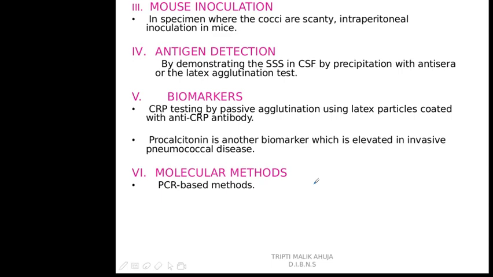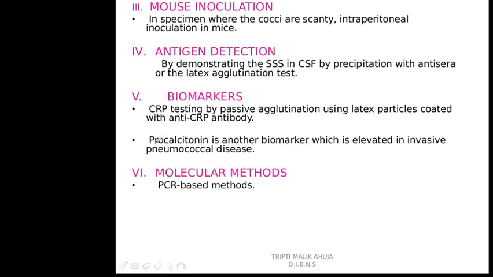Mouse inoculation: the specimen can be inoculated in the mouse. Then the specific antigen, which is called the SSS, present in different samples like CSF, can be determined using the precipitation or latex agglutination test. In the biomarkers, we can look for the presence of CRP, the C-reactive protein, which is visualized with the help of a passive agglutination test coated with anti-CRP antibody.